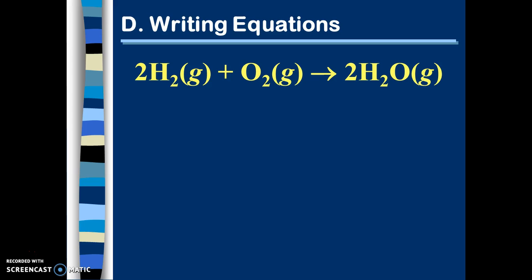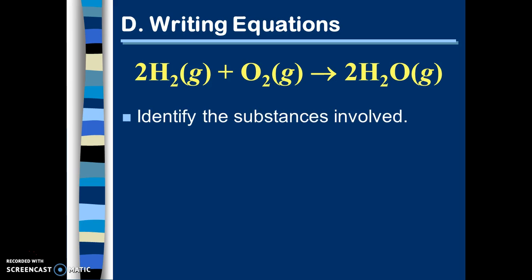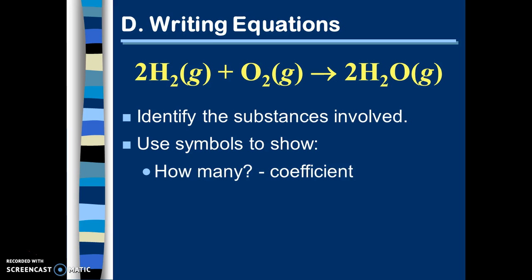So when we write down chemical equations, here's what we're showing. There are three basic things that we're showing. First thing is we're identifying the substances involved in the reaction. And that is using these symbols to show how many of each that you have. And these are going to be called coefficients. So in this particular reaction, we're showing that we have two hydrogen molecules that are reacting with one oxygen molecule.